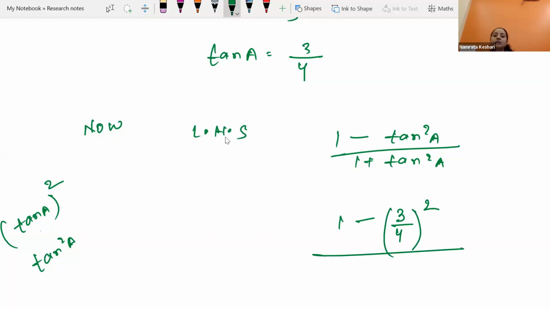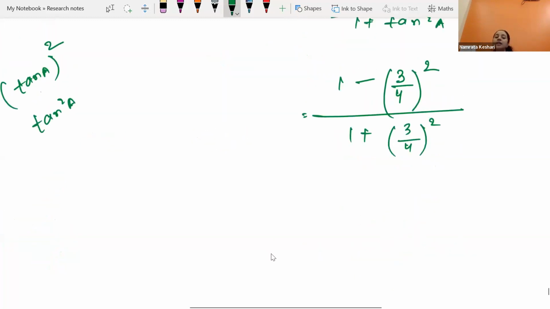In the denominator, we have 1 plus tan square A. That means 1 plus tan A's whole square, 3 by 4 whole square. Okay, now we'll be calculating it. Yesterday I was telling you this simplification is very important, because in each and every question we'll be doing this type of simplification, or maybe much trickier than this one. This is the simplest one. So you should be comfortable with the simplification part. You should be able to do it quickly. Okay, so let's do it.